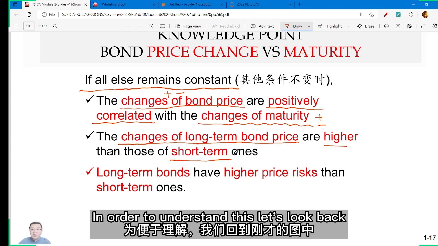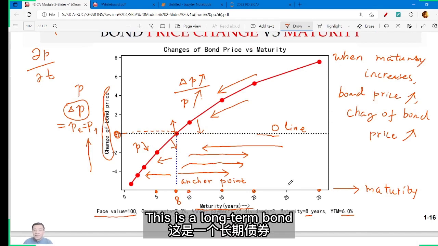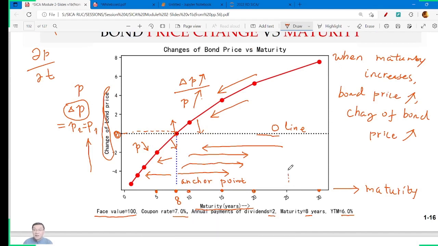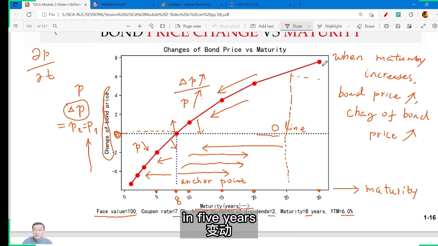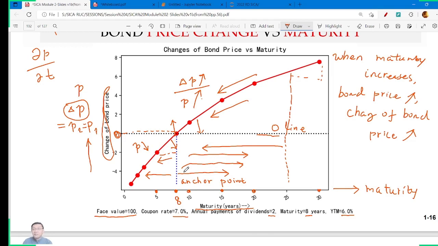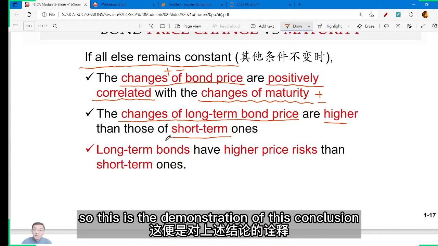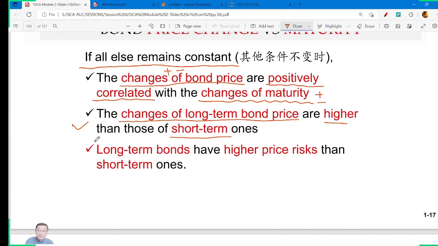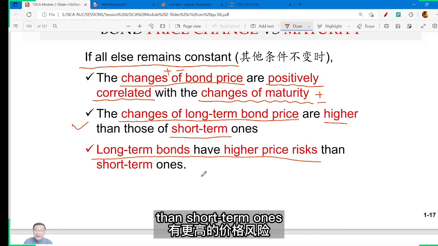Okay. In order to understand this, let's look back. This is a long-term bond. And this is the change within 5 years. And this is the change in 5 years as well. So this is the demonstration of this conclusion. Or we have another way to put it: long-term bonds have higher price risks than short-term ones.